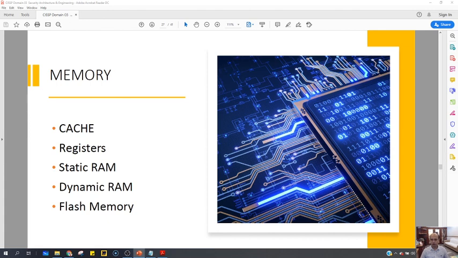Then comes the flash memory. Flash memory is the pen drive which we are using. It uses NAND flash, okay, and can be written and erased in blocks. So single file write or delete are some of the functions in this.